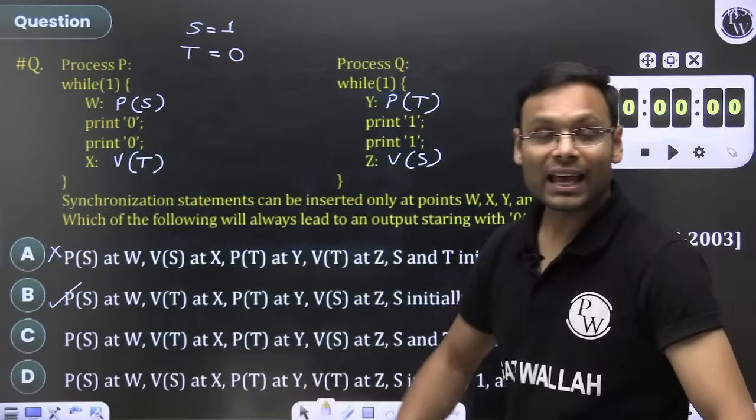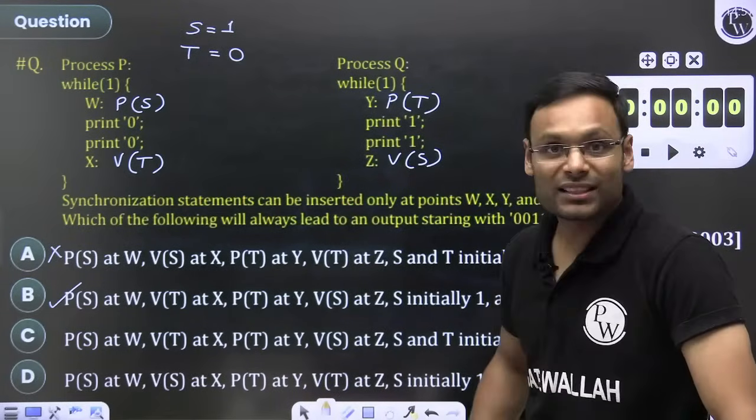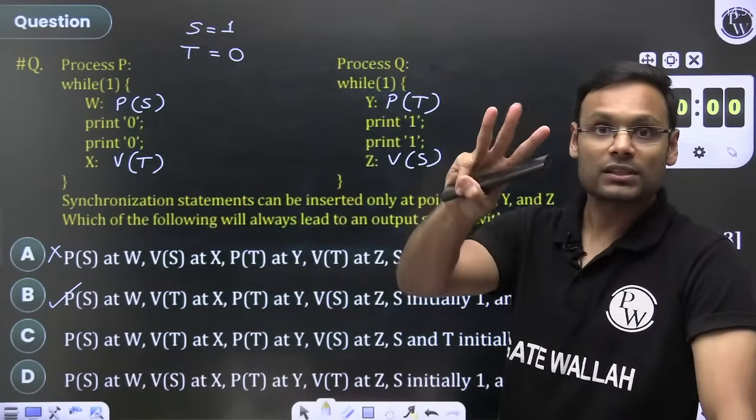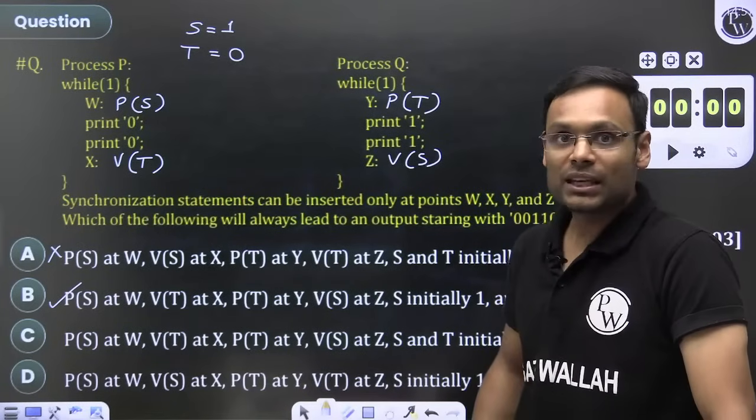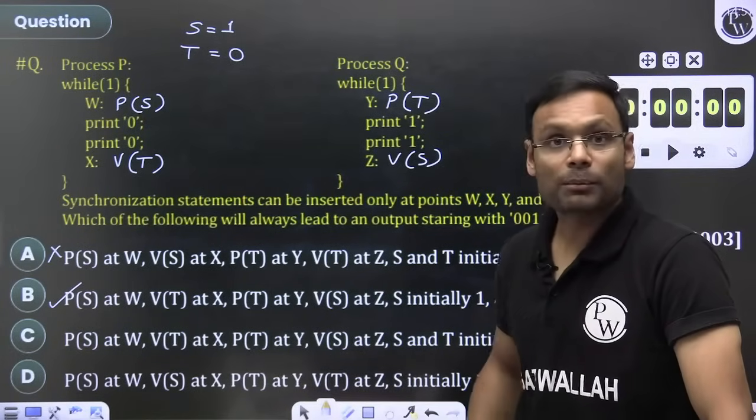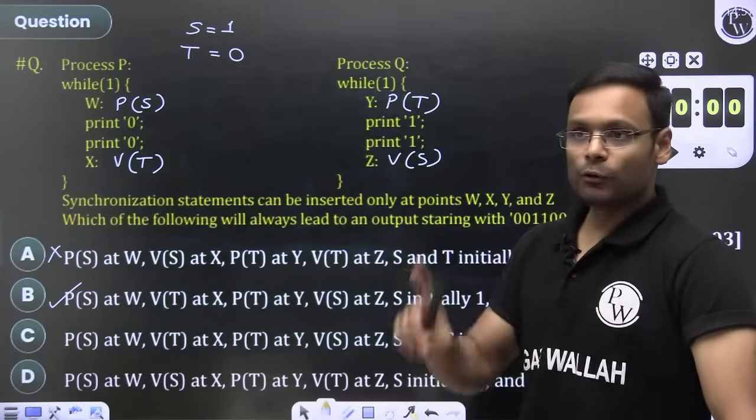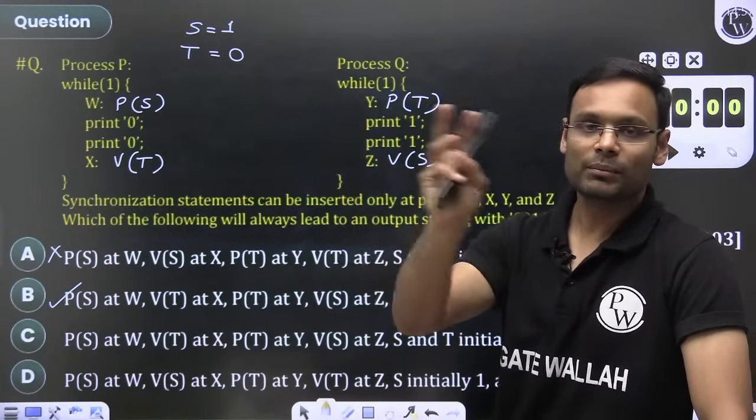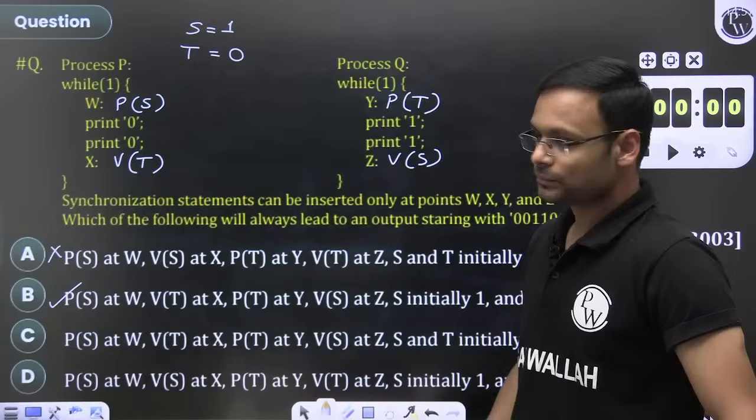A similar question came last to last year or last year, I guess, with 3 processes. BCA had to be printed. 3 processes, and we have seen that question. One semaphore initialized with 1, remaining initialized with 0.